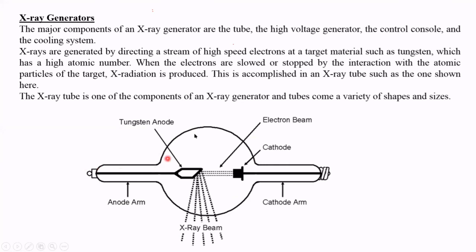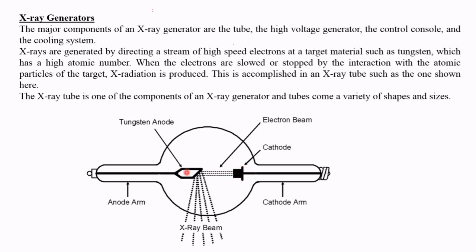Here we have a tube. This is the shape of the tube. This is an evacuated tube, meaning there is no air inside the tube. And here we have two points. This is the cathode, which has a filament, a wire. The electrons in the wire are loosely held, meaning you can remove the electrons easily from this cathode wire.